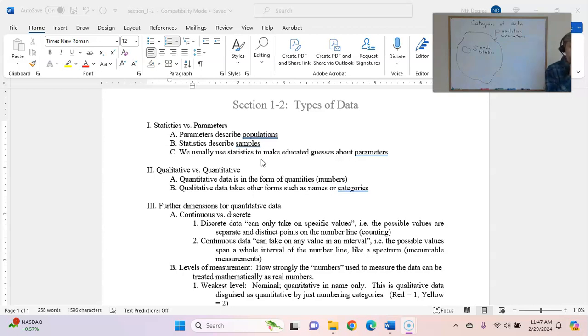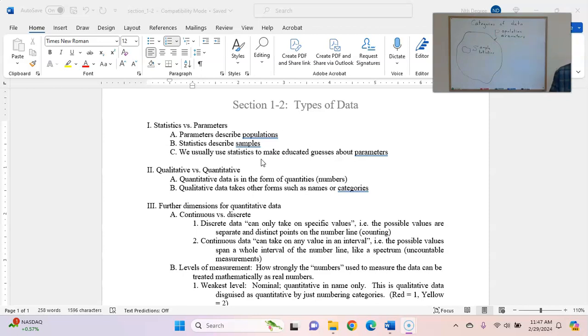Qualitative data would be anything that takes a non-numeric form, like names or categories. For example, blue scrub jay. So you might have a list. You might go out into the field and do some bird watching and write down all the different species of birds you see. I see some blue scrub jays, I see some wrens, I see some hummingbirds, I see some bald eagles.